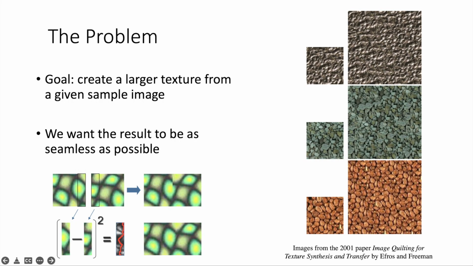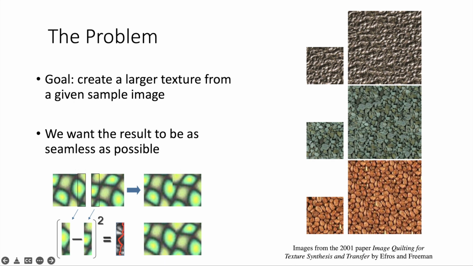Okay, so in this problem, the goal is to create a larger texture that is as seamless as possible from a given sample image. The pictures on the right are taken from the Image Quilting for Texture Synthesis paper and are some examples of what we're trying to make. You can hardly tell that the larger images are really just made up of small patches from the sample image. So I'll walk you through the algorithm used for this in 3 steps and then show you some of my own results.